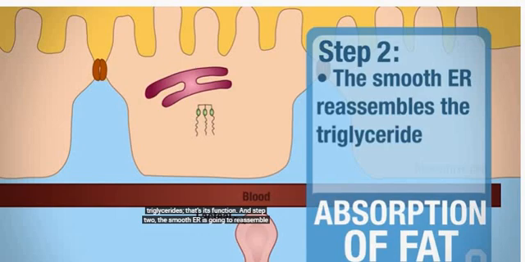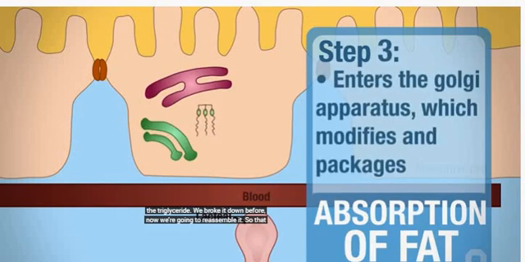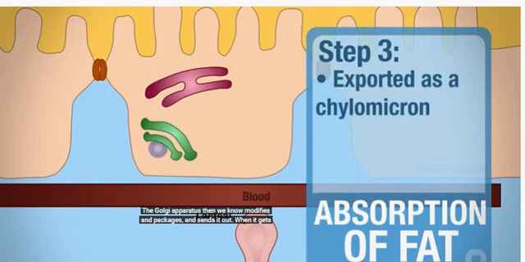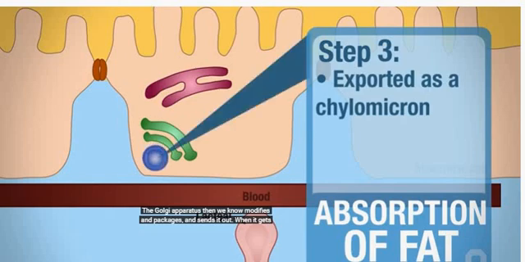So that reassembled triglyceride then, I'm going to label this number 3, enters the Golgi apparatus. The Golgi apparatus then, we know, modifies and packages and sends it out. When it gets exported, it's exported as a chylomicron. So this chylomicron contains the modified triglyceride. So it's in a vesicle, right? That's what this chylomicron looks like. It looks like a secretory vesicle.